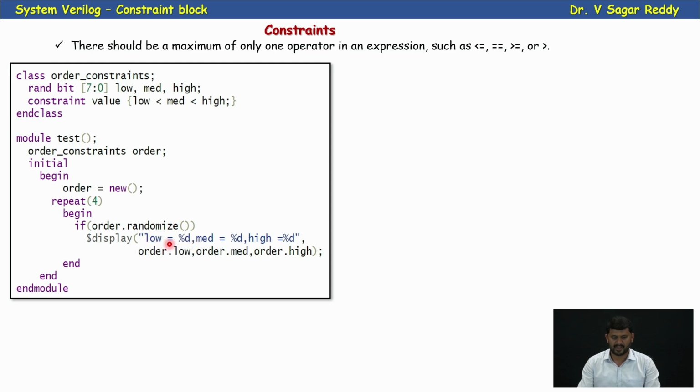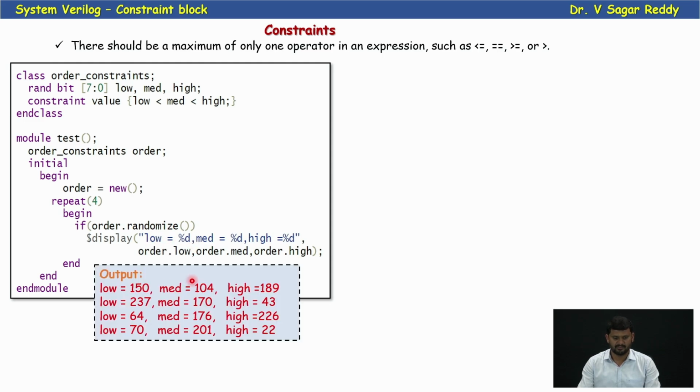So now if I randomize, I'll get these values. If you observe this output, the low should be less than mid, but here the low is 150, mid is 104. Here low is 237, mid is 170. Low is 64, mid 176. So in some cases the low is greater than mid also. So simply we observe that low and mid are not constrained.